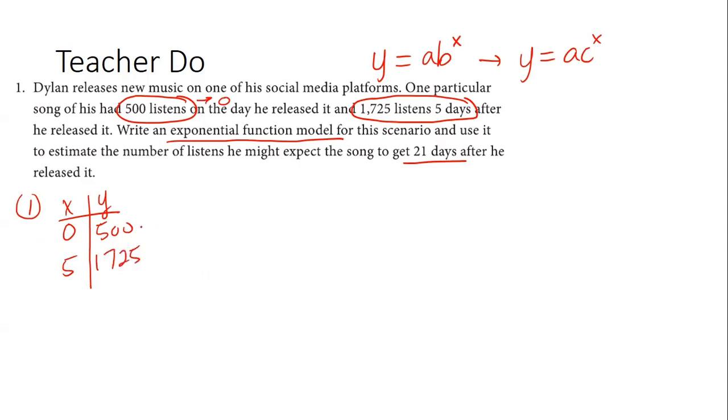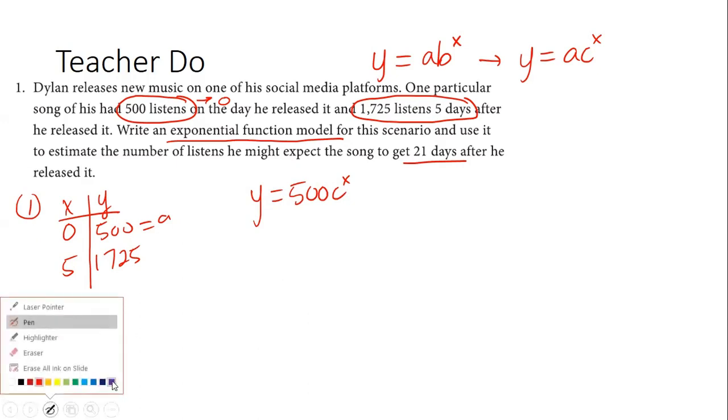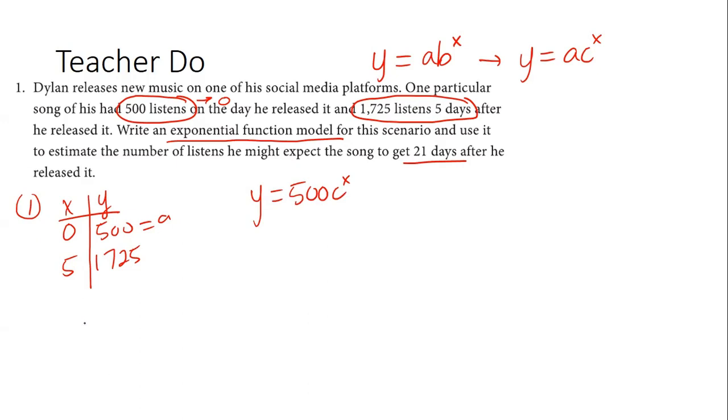Okay. Our 0 is our a. Yes? So we know we have y equals 500 c to the x. What we have to try to find is our c, our growth factor. What is our growth factor? In order to do that, we're going to substitute in our given values and solve for c.